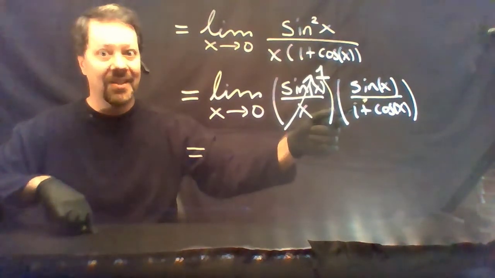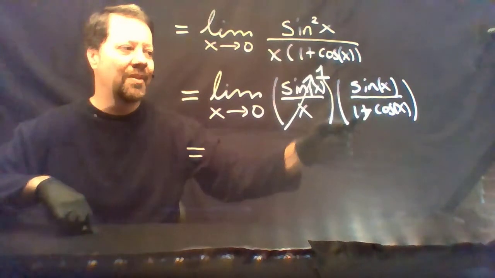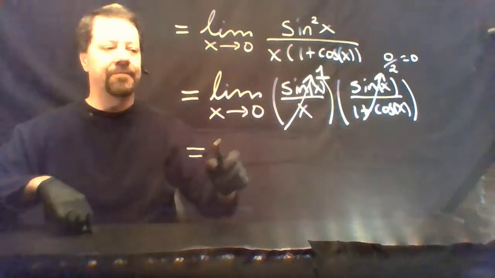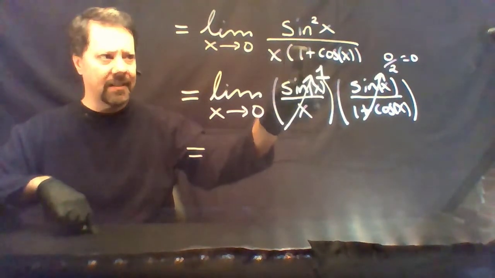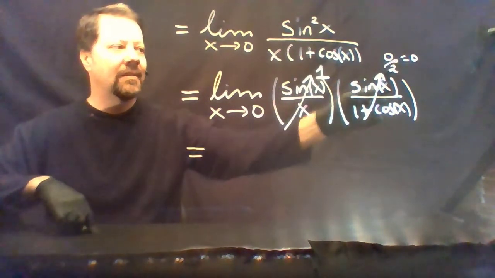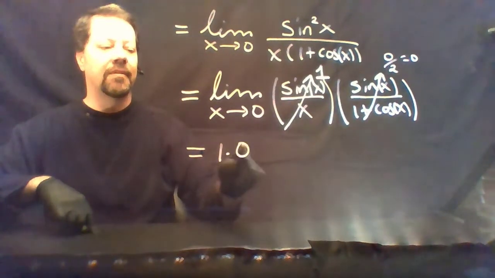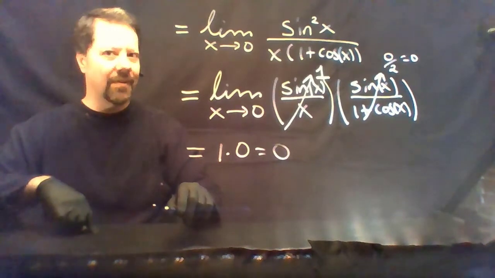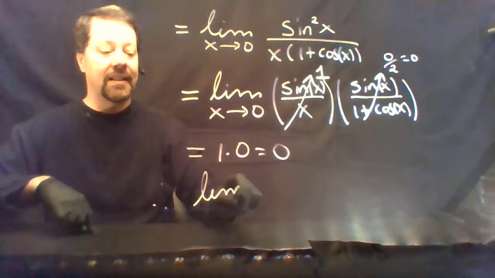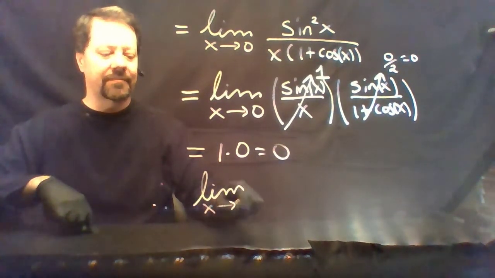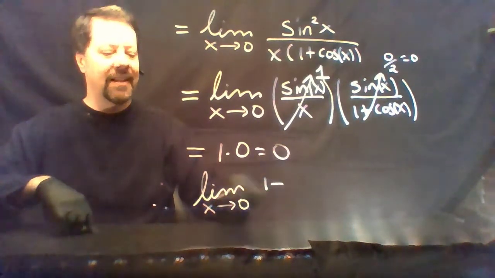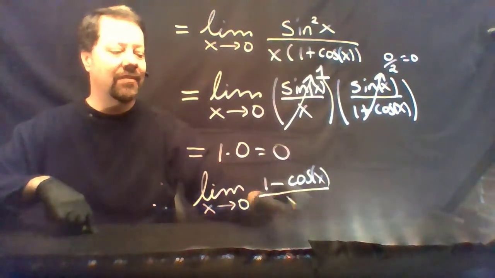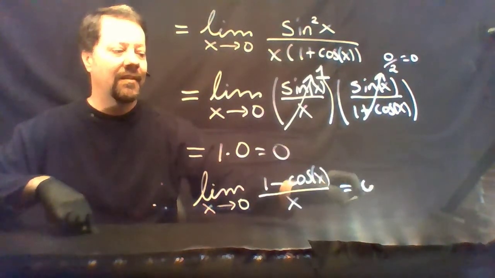Well, sine goes to 0 as x goes to 0. So this whole thing goes to 0 divided by 2, or 0. That means this limit tends to 1 times 0, and that's just 0. Therefore, and this is the limit you need to memorize, the limit as x goes to 0 of 1 minus cosine x over x is 0.